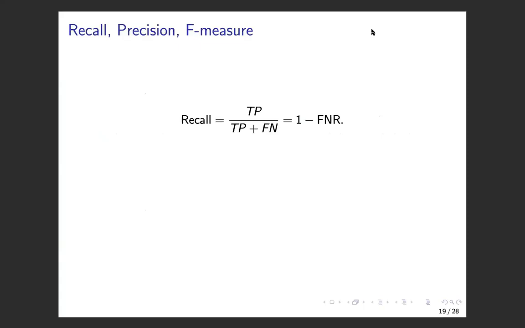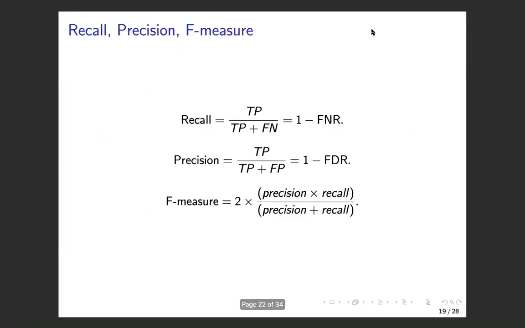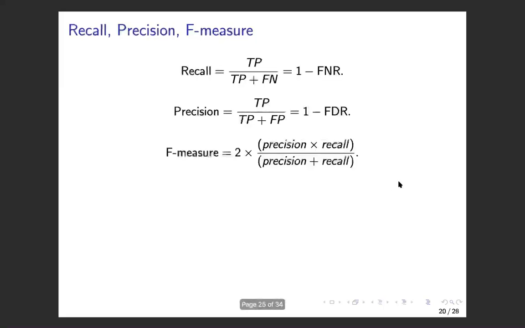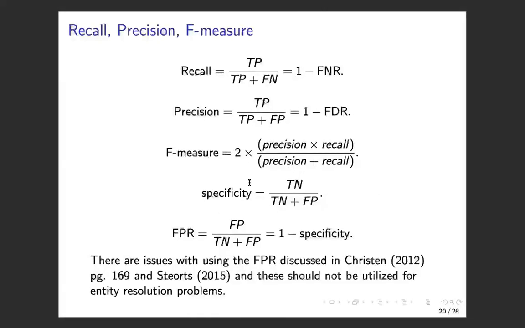So the recall is defined as the number of true positives divided by the number of true positives plus the false negatives. So this can be written as 1 minus the false negative rate. The precision is the number of true positives divided by the true positives plus the false positives. And this is 1 minus the false discovery rate. The F measure is 2 times the precision times the recall over the precision plus the recall. We can also look at the specificity, or 1 minus the specificity if we want to look at this.